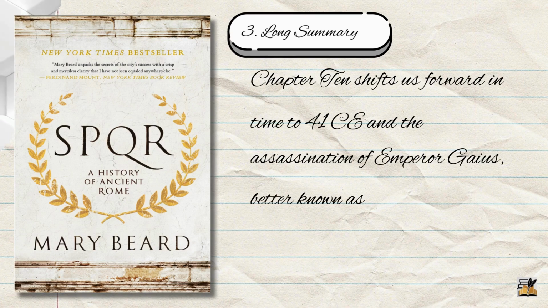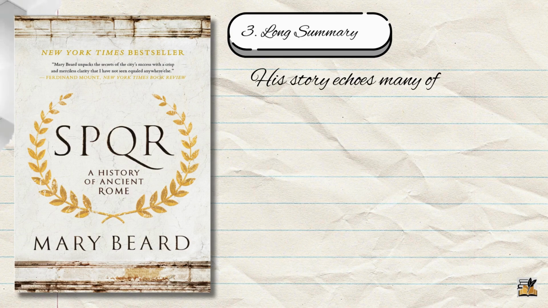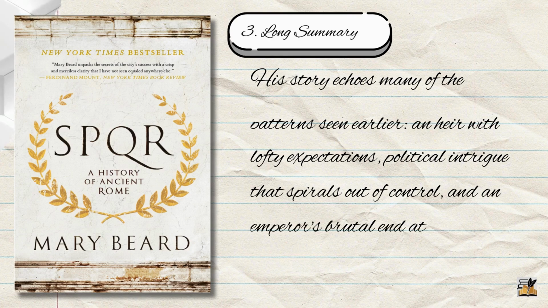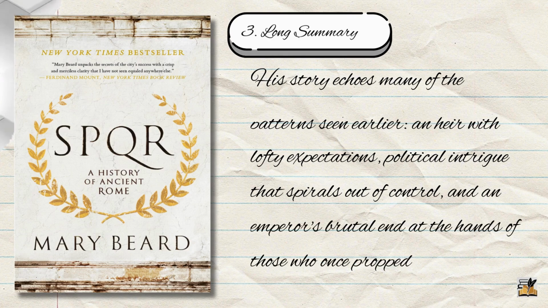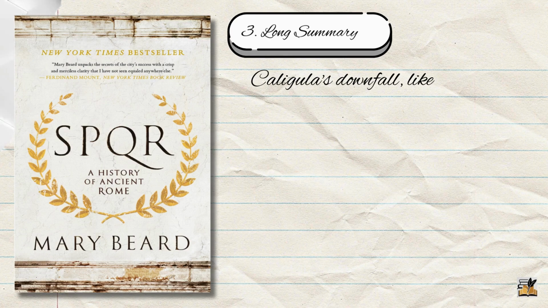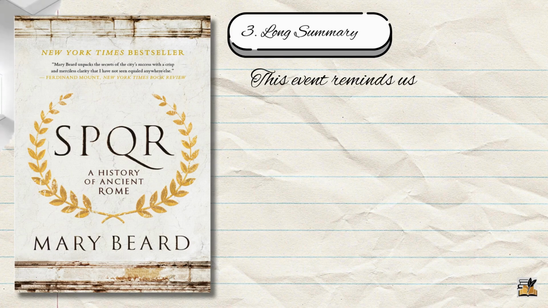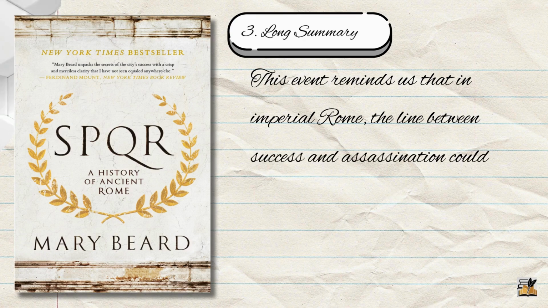better known as Caligula. His story echoes many of the patterns seen earlier: an heir with lofty expectations, political intrigue that spirals out of control, and an emperor's brutal end at the hands of those who once propped him up. Caligula's downfall, like Caesar's, stemmed from fear among the ruling class that his eccentricities and absolute power were veering into tyranny. This event reminds us that in imperial Rome, the line between success and assassination could be perilously thin.